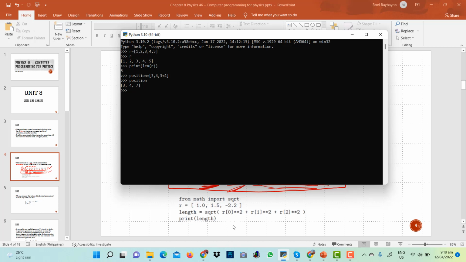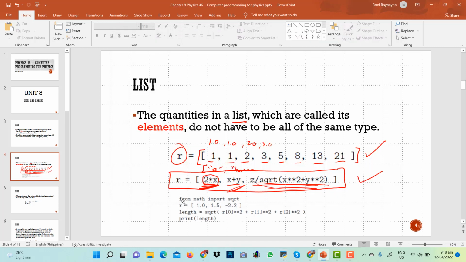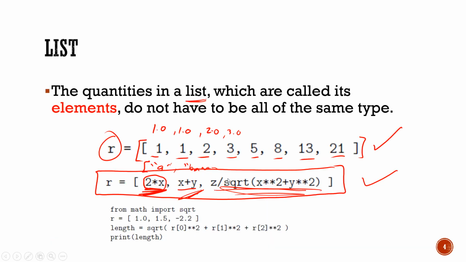So arithmetic operations are possible. If you use a square root, take note, you have to import the square root function so that you can use the sqrt function. So, as you can see here, if I use a square root.